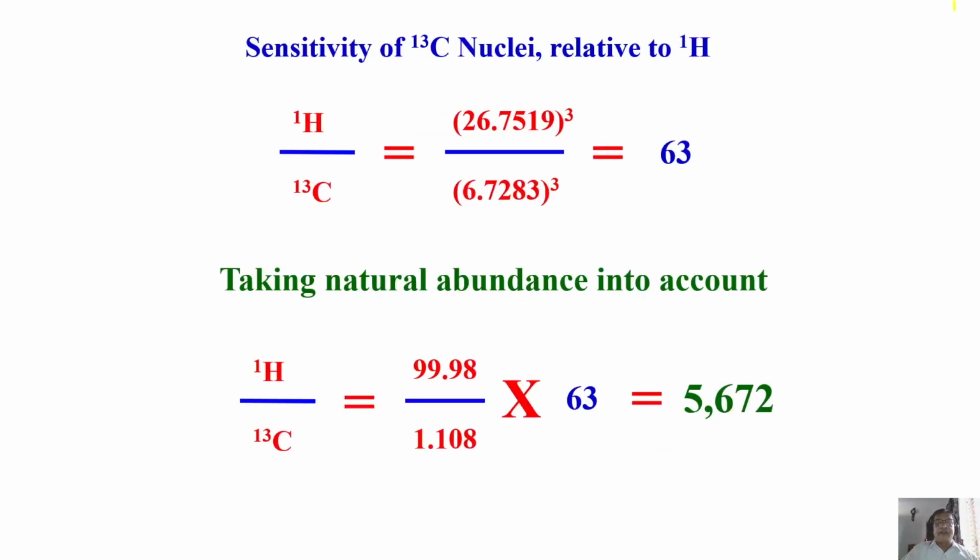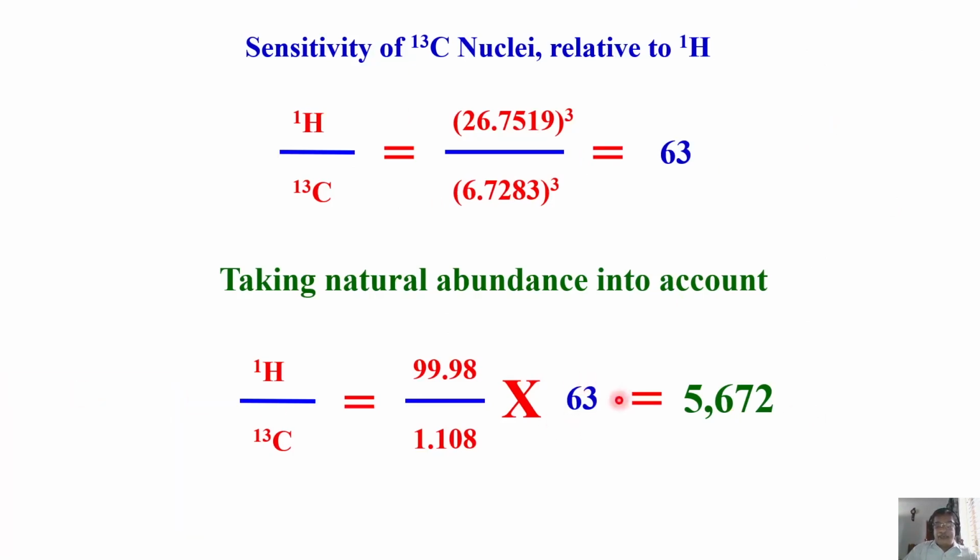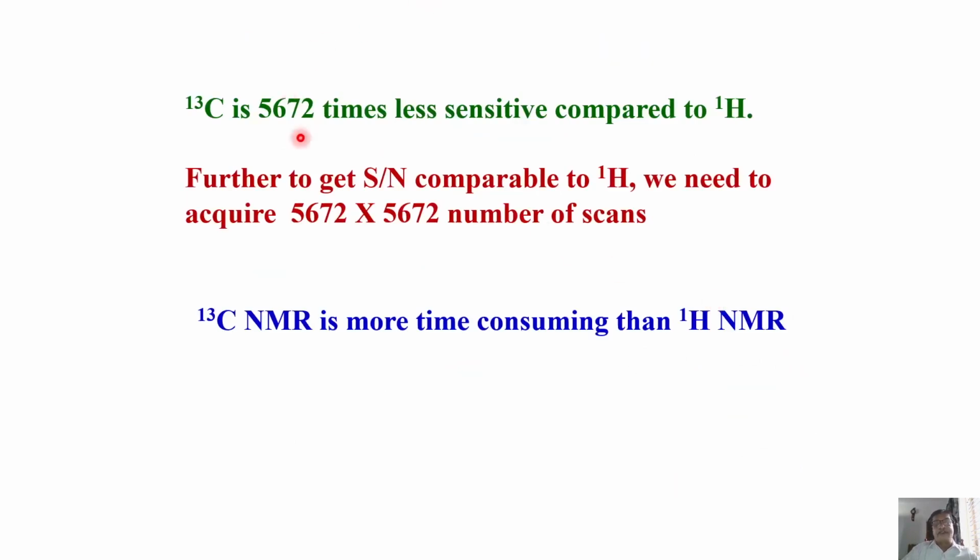Sensitivity of the carbon-13 related to proton, when you take only gamma cube into account, it is 63, almost 64 times. Whereas if I look at this sensitivity, taking into account abundance also, we saw it is 5672, nearly 5700 times less sensitive than that of proton. So it is 5672 times less sensitive, which means if I have to get the signal to noise ratio comparable to proton, we need to acquire 5670 to 5672 number of scans.